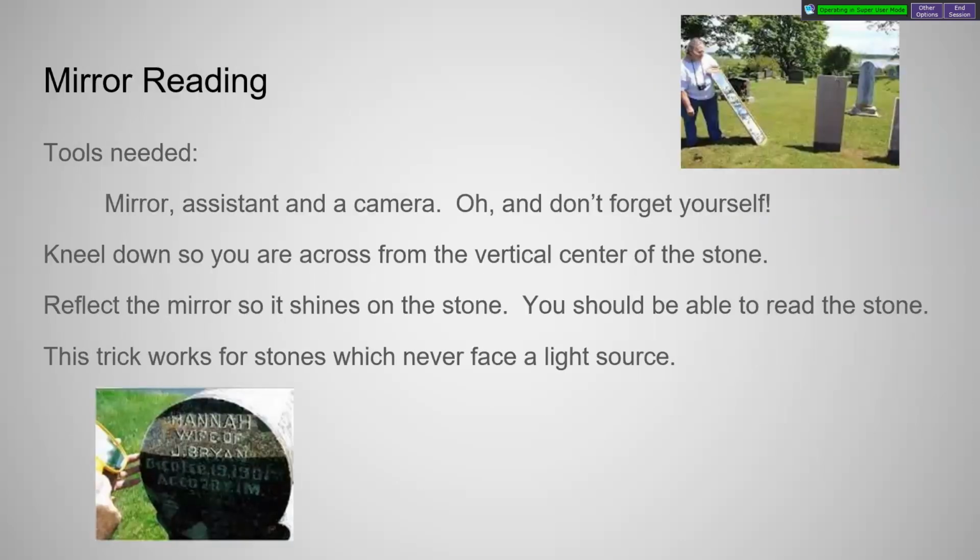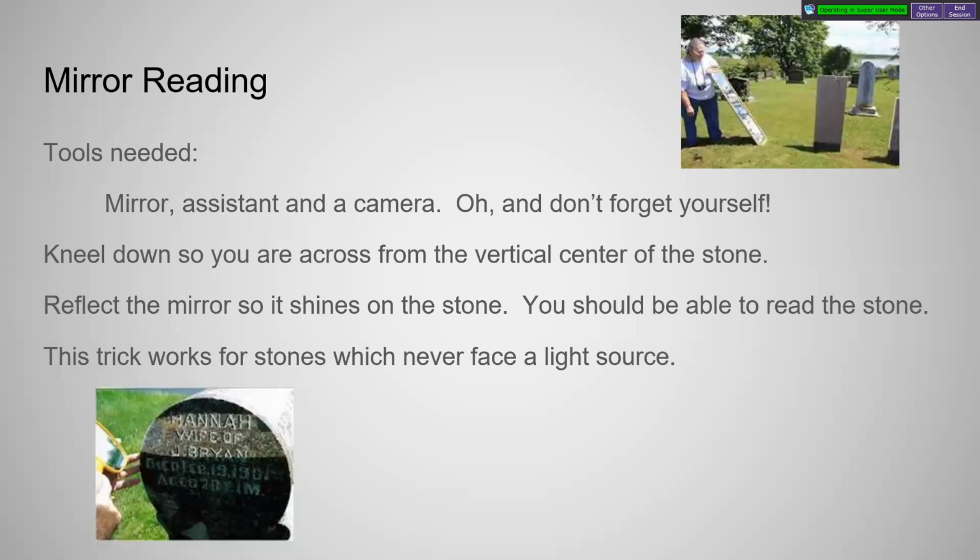Okay, mirror reading. We are going to do this in our demonstration, or the Daughters of the American Revolution are going to do this on Saturday. Katie and I are doing. Okay, and don't try doing this yourself because, hey, who wants 7 years of bad luck? All right. So you're going to need a mirror, an assistant, and a camera.